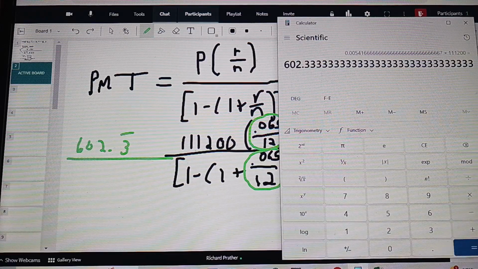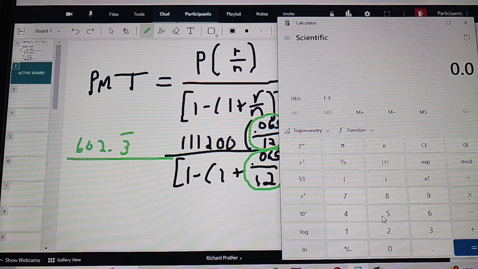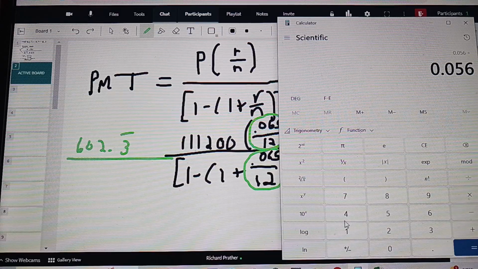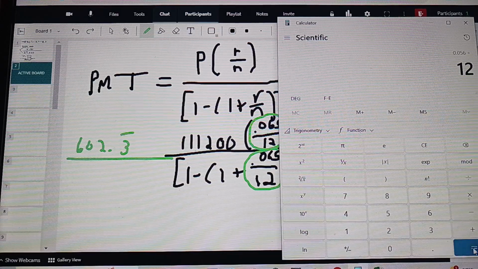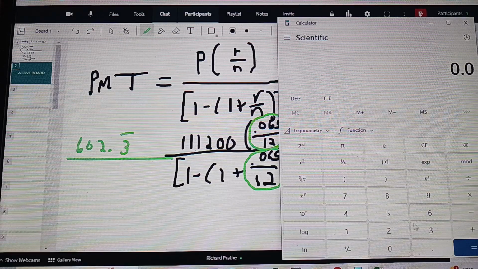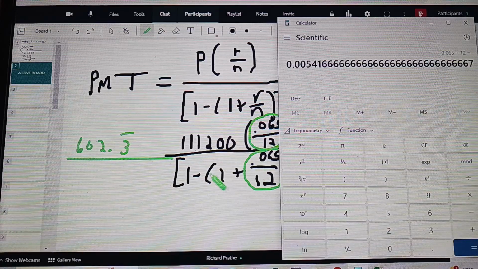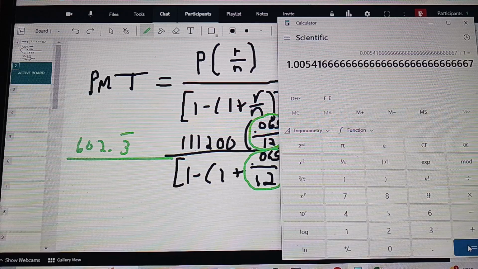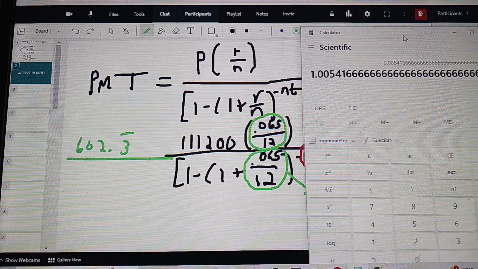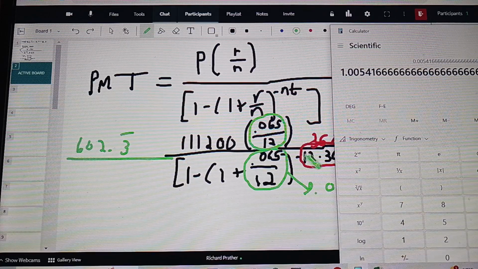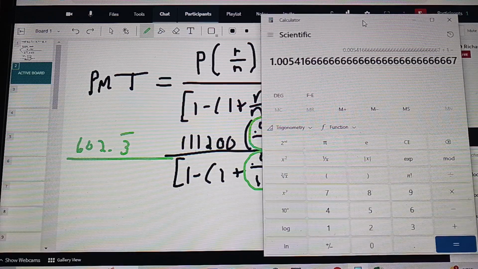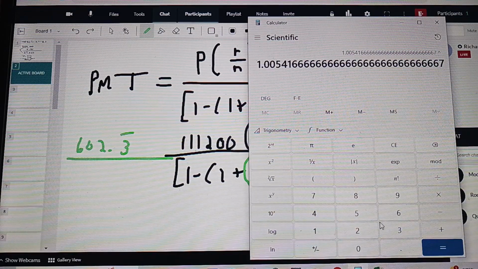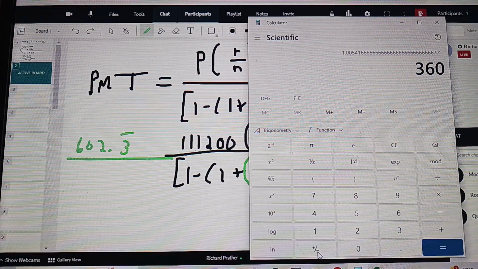Okay, so let me do the fraction again. 0.65 divided by 12. I typed that wrong. 0.065 divided by 12. Then you have to add 1 to it. Now raise it to the negative 360th power.